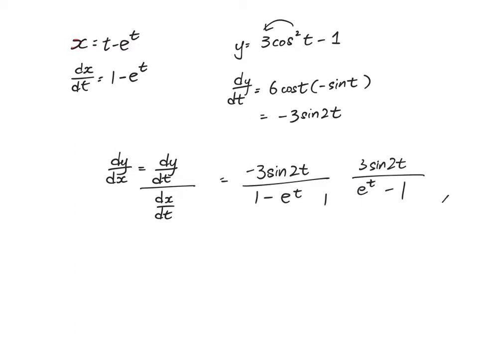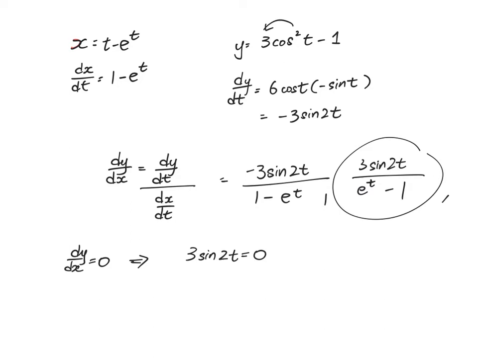Alright, so I need to find the nature of the turning point. Meaning, what do you need to do? Means your dy/dx has to be equal to 0. So if you equate dy/dx to 0, it just means that your 3 sine 2t is equal to 0. And solving this, you're going to get 2t equal to 0, pi or 2 pi. So that is, t equals 0, pi over 2, or pi.